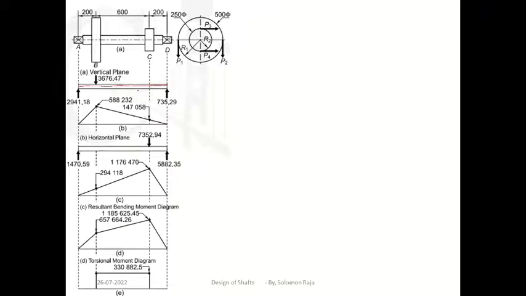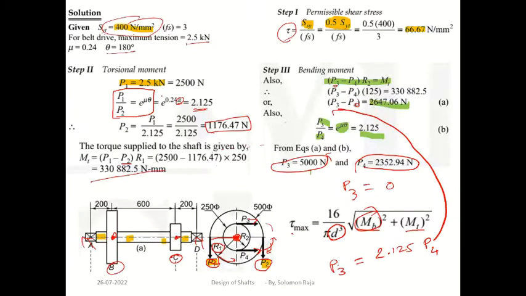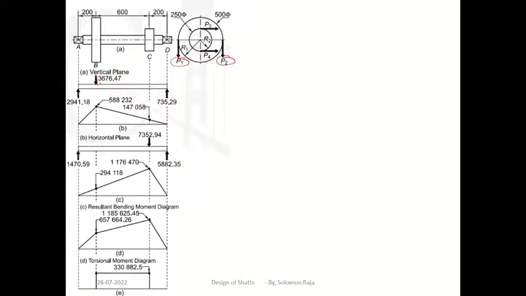Just draw the straight line, and here on the vertical plane, under point B, under pulley B, vertical loads were acting. The vertical load value is P1 plus P2. Previously we found the P1 and P2 values, 2500 plus 1176. Add both and you will get 3676. That is the load value.